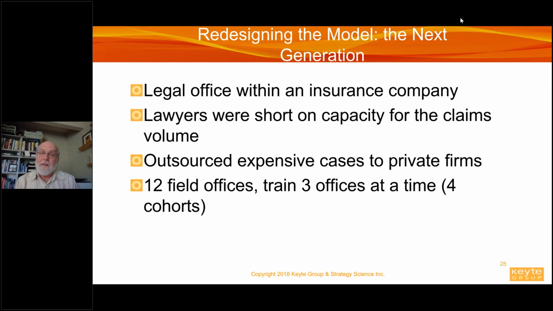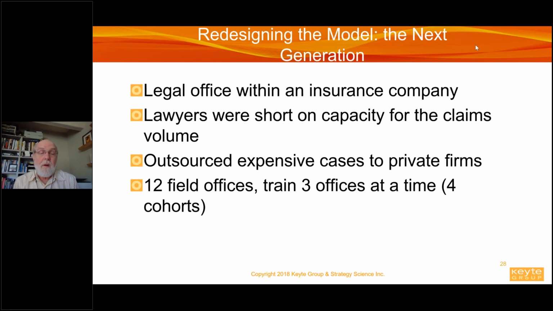They had 12 field offices, and they trained 3 of them at a time. So it was sequential, and they trained 3 at a time. So let me show the screen again and go here. Here are the office locations. They're spread around the country, and we took 3 at a time.